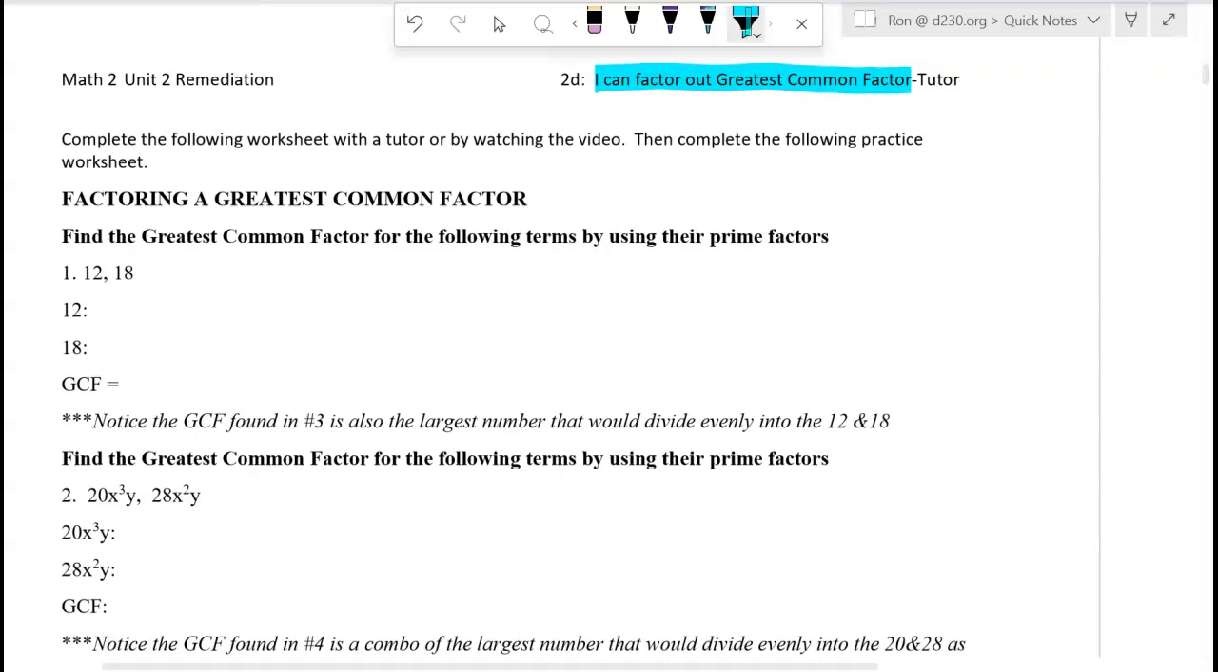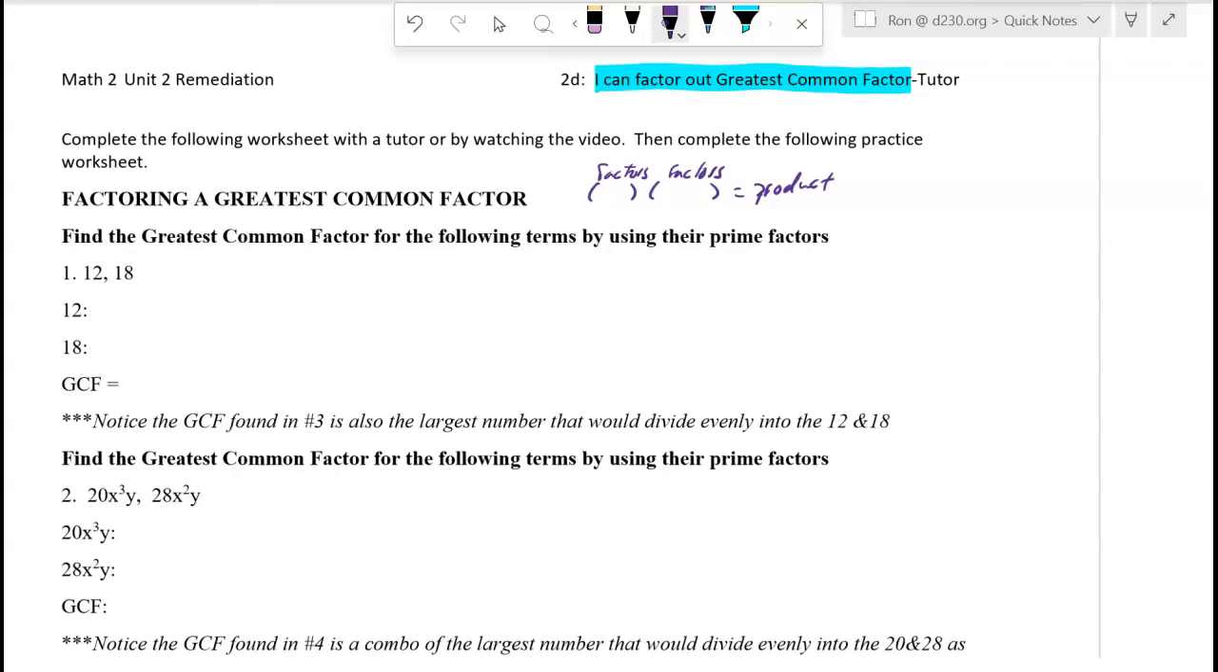Okay, so first off, what you have to know is anytime you multiply two numbers together, you are multiplying factors together. Okay? So these are factors. And when you multiply the factors together, you get your product. So when we talk about the greatest common factor, we can list factors for any number or term.